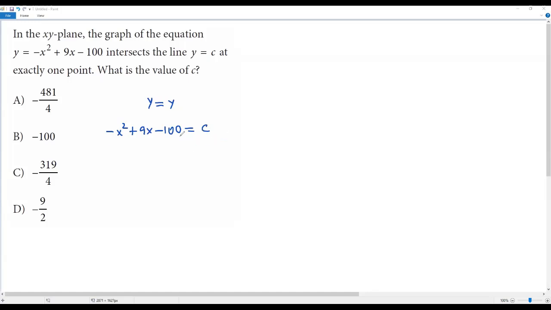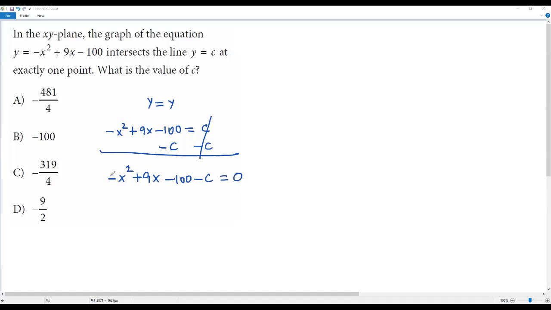So let's get the quadratic equation into standard form, that is ax squared plus bx plus c equals 0. Standard form means we have to get 0 on the right side. So I subtract c from both sides, and the c cancels out. I'm getting negative x squared plus 9x minus 100 minus c equals 0.